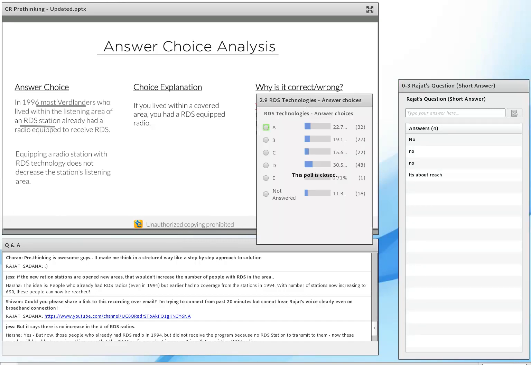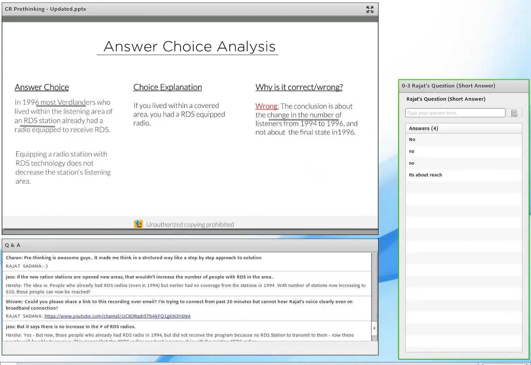Okay, let's talk about choice C. 15% of you chose choice C. Choice C says, equipping a radio station with RDS technology does not decrease the station's listening area. When it comes to special programming, first of all, what is my conclusion about? What kind of programming is my conclusion about? It is about RDS programming, right?